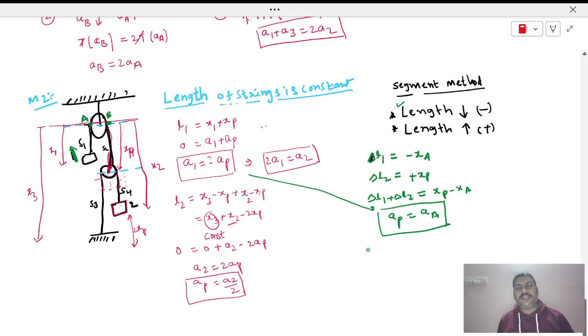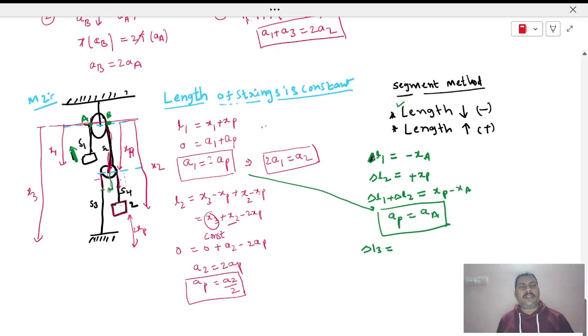Now coming to segment 3. Here the pulley is moving down, the pulley is displacing. So segment 3 has no length change, right? So delta L3.